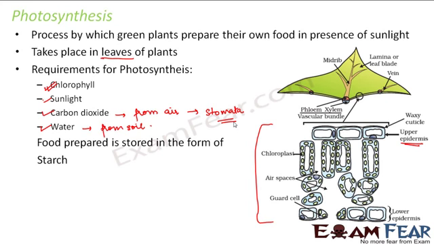Now food is stored in the form of starch. So I have already spoken about starch, right? What is starch? It is a polysaccharide. That means too many glucose molecules together form starch. So the food which is prepared is in the form of starch, and the starch is stored in the plants.